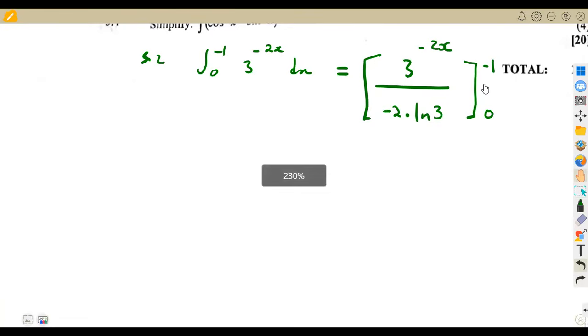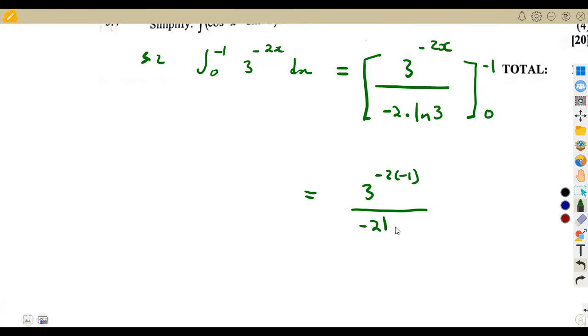That was your question. Just know your integrals, guys. As you can see, it's an advantage to know your integrals. So if you substitute -1 in place of x, this will be 3 to the exponent of -2 times -1, which is positive, or you can just write -2, -1, which is fine. Everything over -2 ln 3. You can write the negative on top, or like that, -2 ln 3, all right?